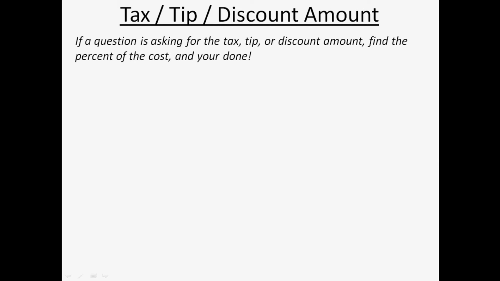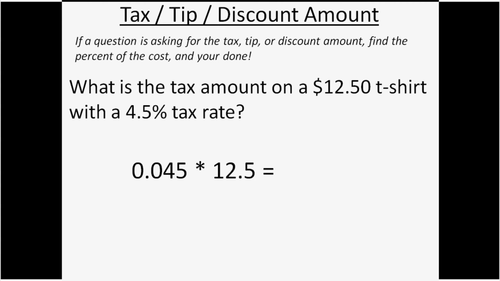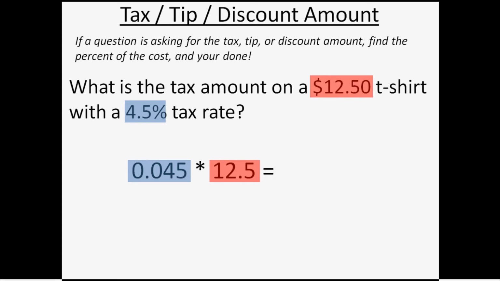Now we're going to find out about tax amount, tip amount, and discount amount. If they're asking for one of those amounts, basically you just do what we just did. You make your percentage into a decimal and you multiply by the price. So if they're asking for the tax amount on a $12.50 t-shirt that has a 4.5% tax rate, you're going to do 0.045 times 12.5. The 4.5% became the 0.045. The price stays exactly the same.